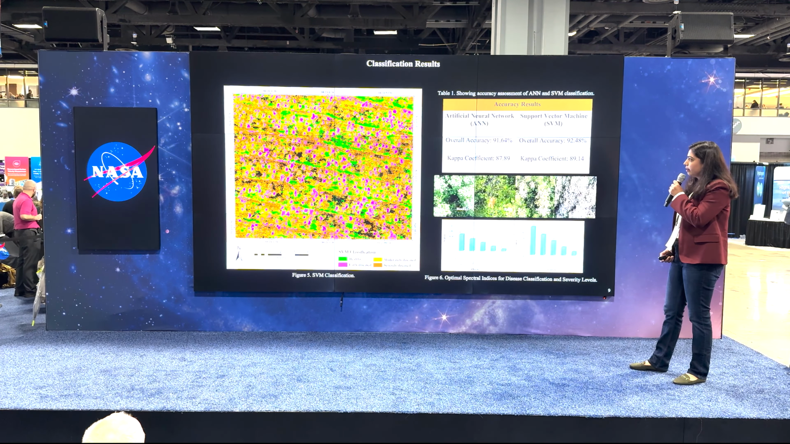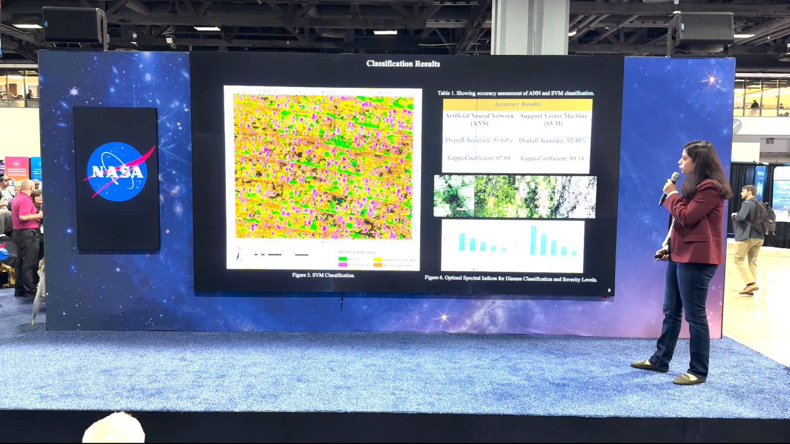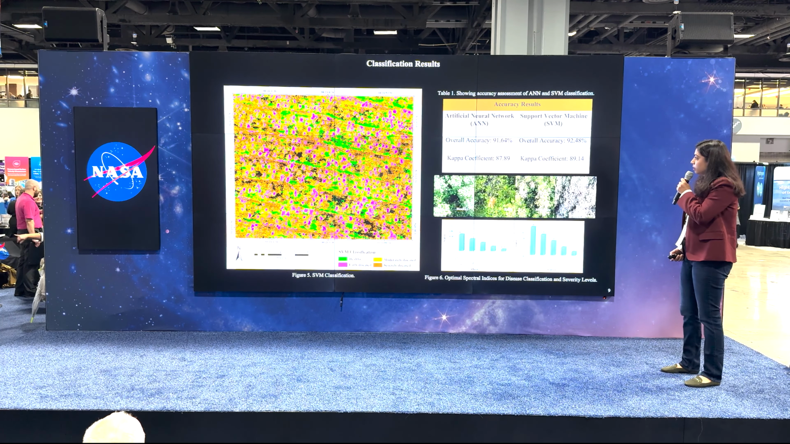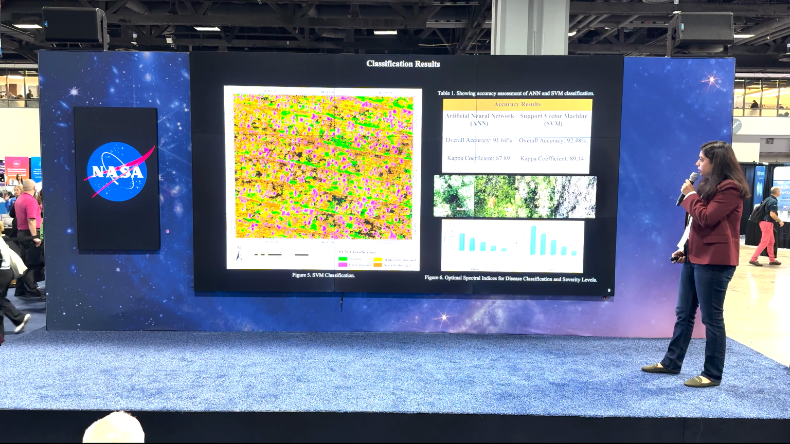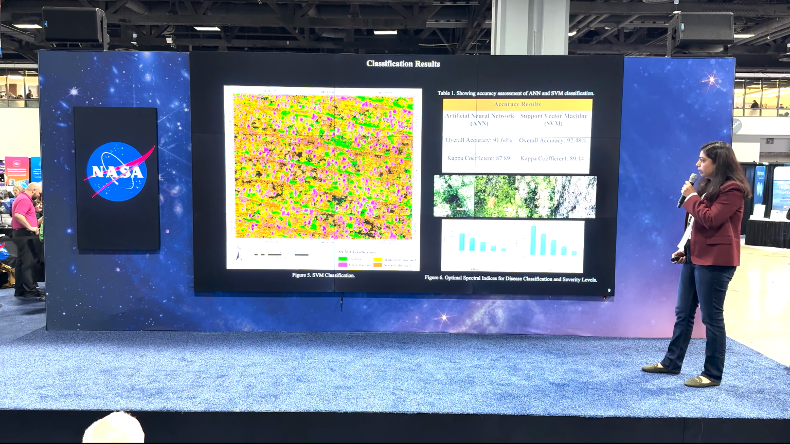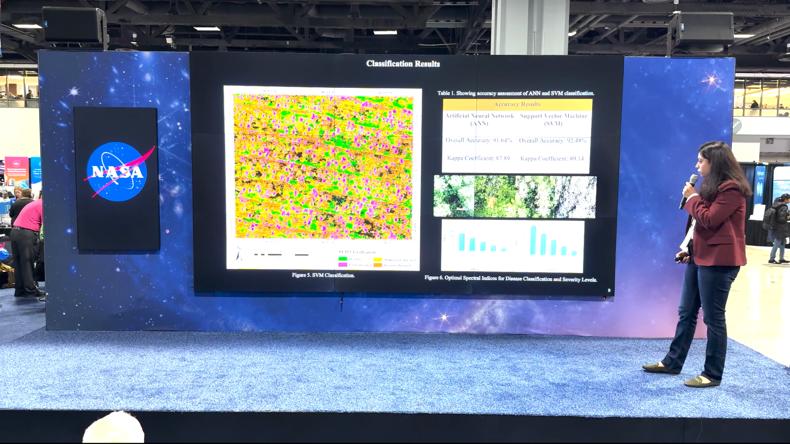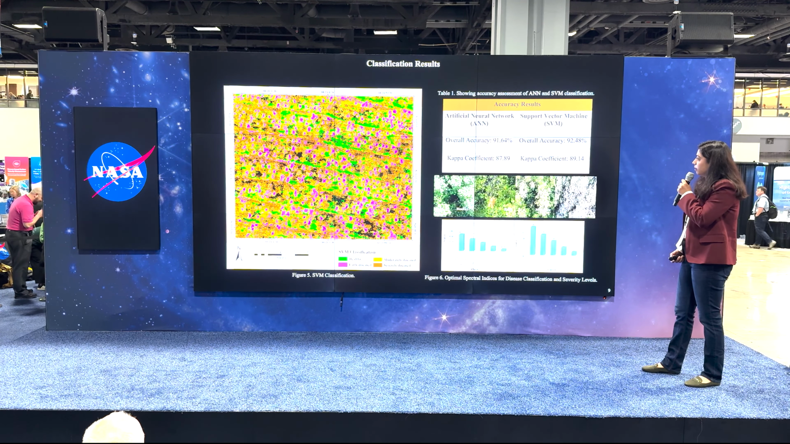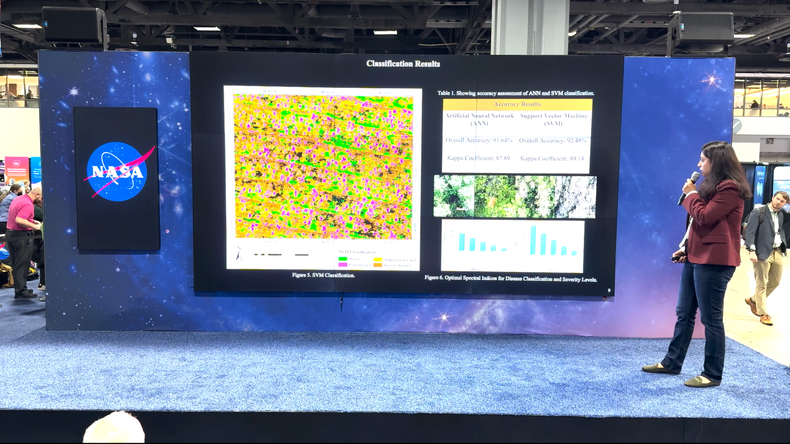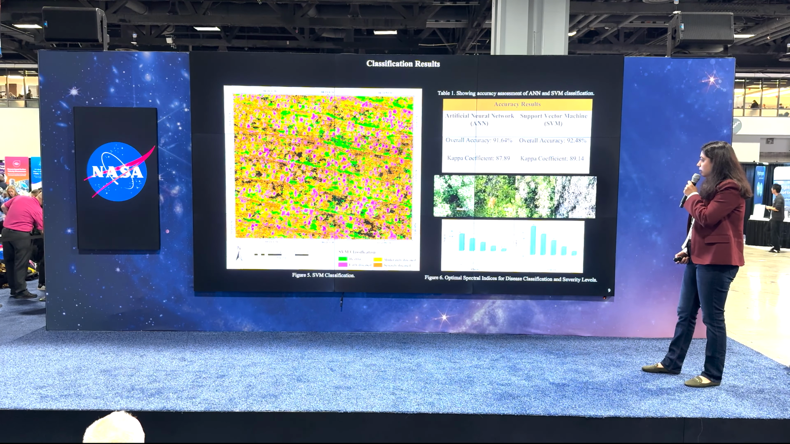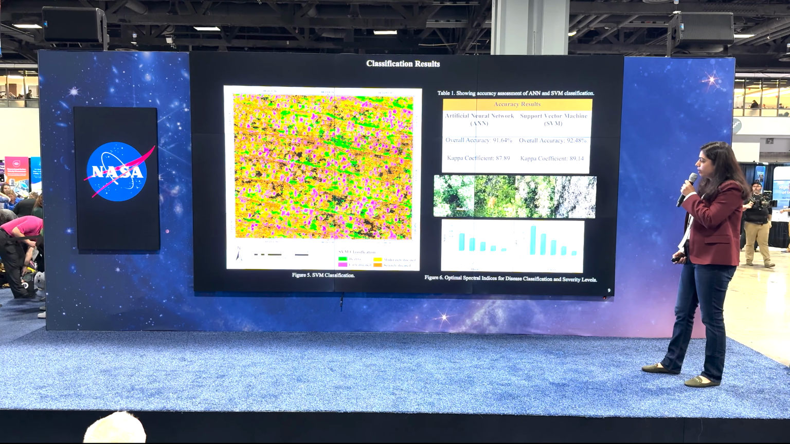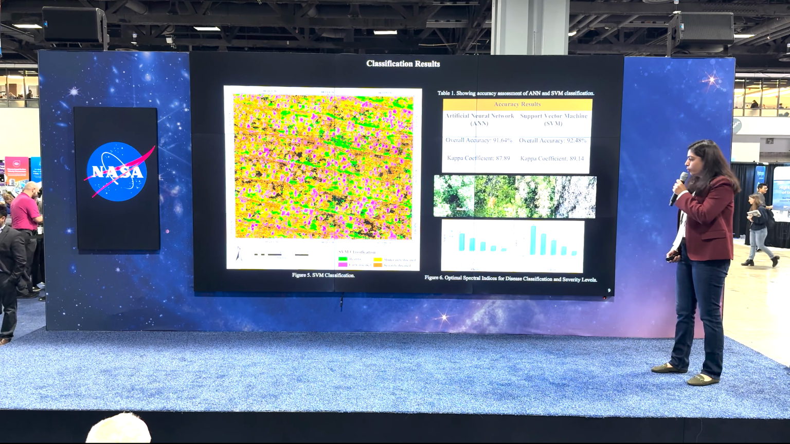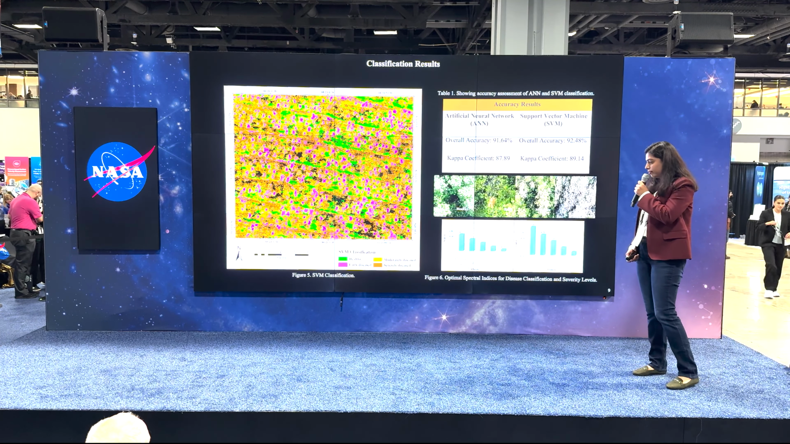This slide is showing the classification result. Here table 1 is showing the accuracy assessment of artificial neural network and SVM classification. The support vector machine is outperforming the artificial neural network in overall accuracy and kappa coefficient for the study area. The overall accuracy for SVM is 92.48%, and the kappa coefficient, which is an agreement between actual and predicted values, is 89.14. So here figure 5 is showing the SVM classified map.